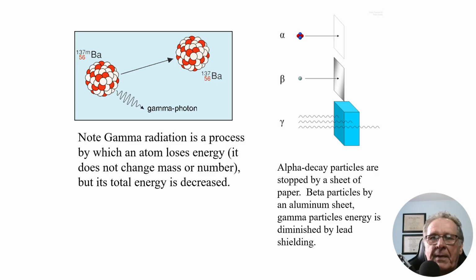Beta particle. But gamma particles are very, very energetic, and you actually need layers of lead shielding in order to stop a gamma particle. So when people talk about the dangers of radioactive decay, they're really talking about gamma radiation. That is the most energetic form of radiation.